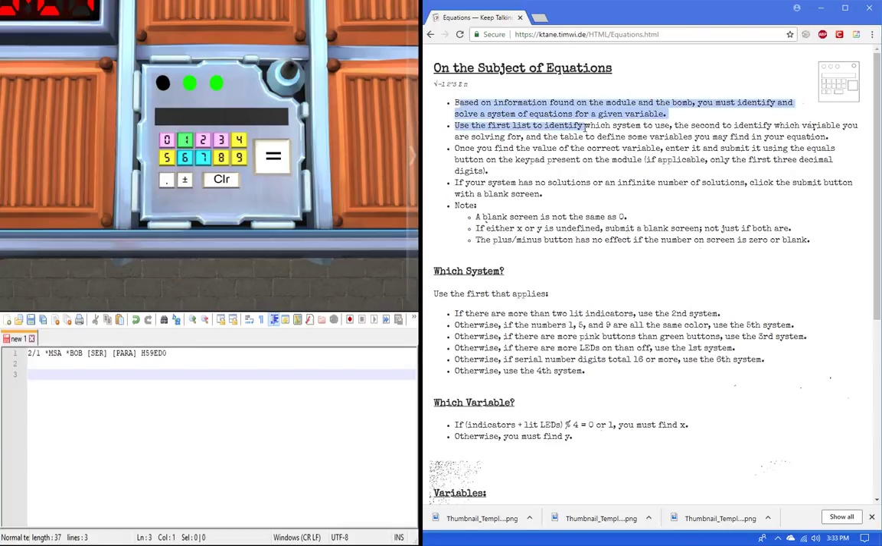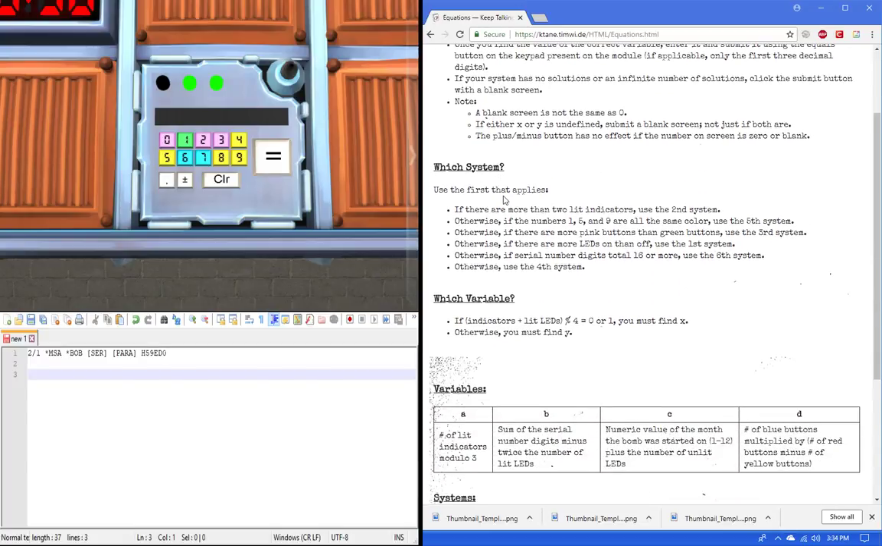Based on the information on the module and the BOM, you must identify and solve a system of equations for the given variable. So use the first list to identify which system to use. Then we use the second one to identify which variable we are solving for, and the table to define some variables that we might find in our equation. Okay. So, which system are we going to be using?